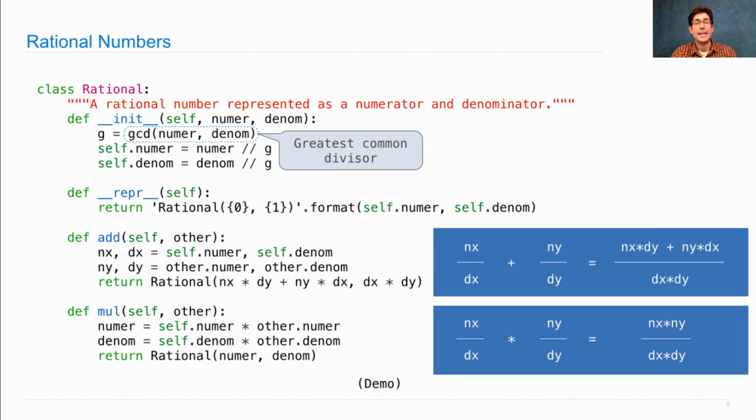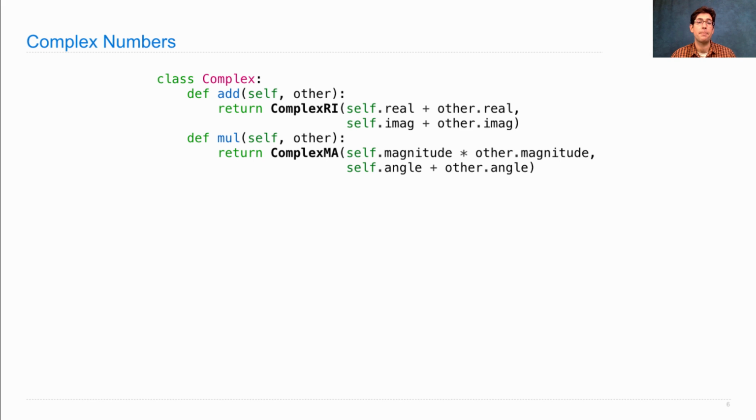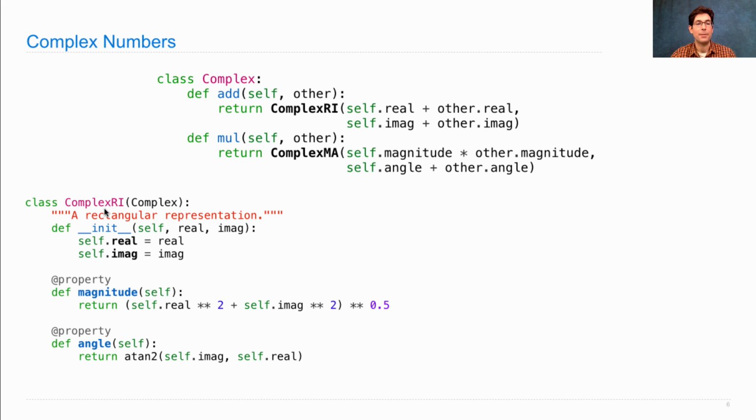We also have classes for complex numbers. So the complex number classes we have start with a base class called Complex, which defines addition and multiplication for complex numbers. I won't go through the details again, but I will point out that in order to make this arithmetic so simple, we needed two different classes, one that represents complex numbers by their real and imaginary components, and another that represents them by their magnitude and angle in a polar coordinate system. Then we had the two implementations of complex numbers, each of which are subclasses of this base class, so they share the same add and mul.